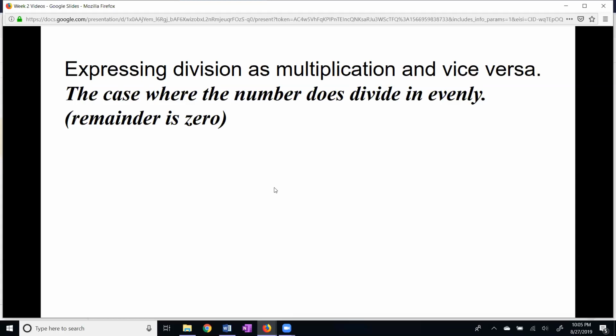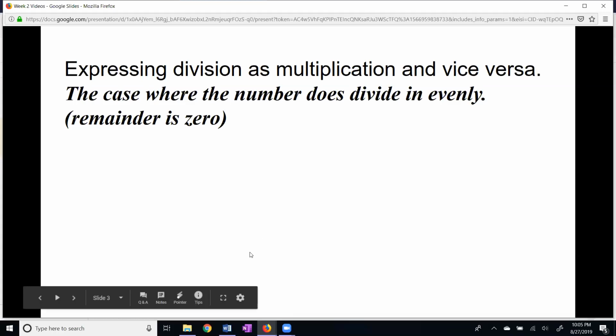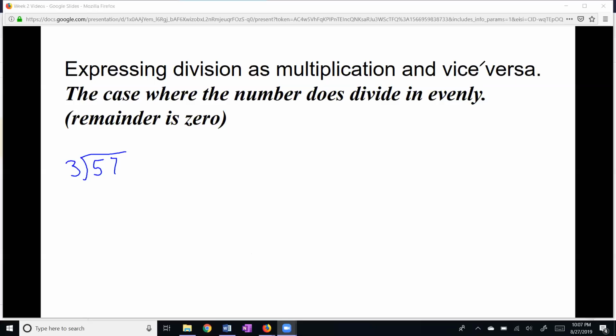So we're going to be expressing division as multiplication and vice versa. We will first of all look at the case where the number does divide evenly into the other number. In other words, the remainder is 0. So let's say we wanted 57 divided by 3 using long division. We do the long division, we see that we get a quotient of 19 and the remainder is 0.